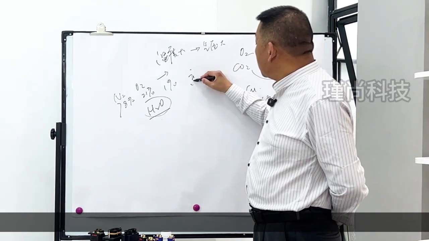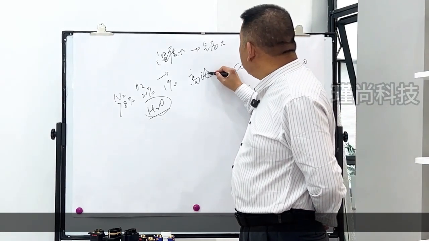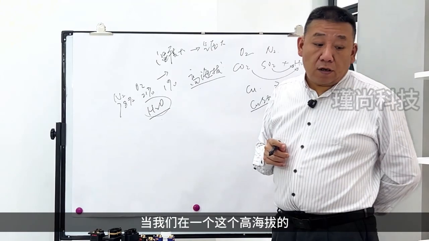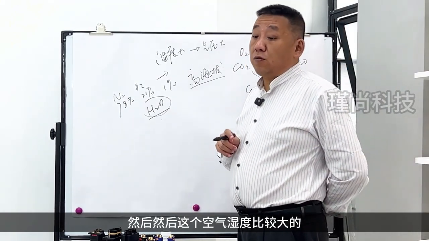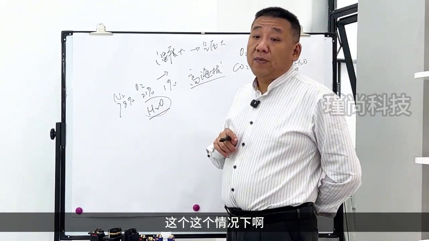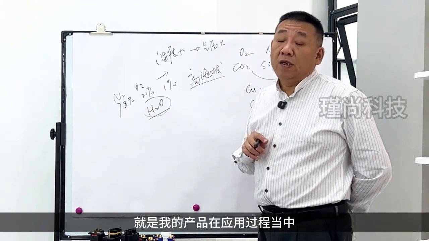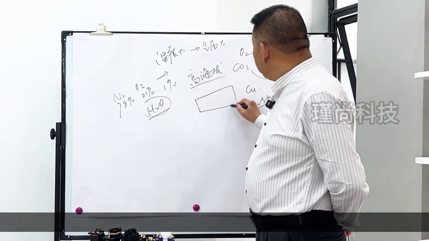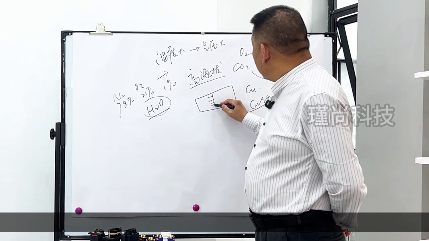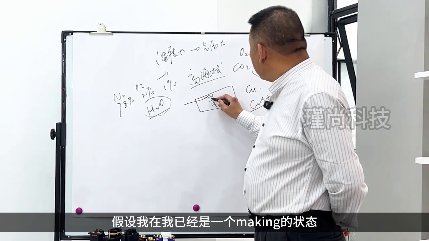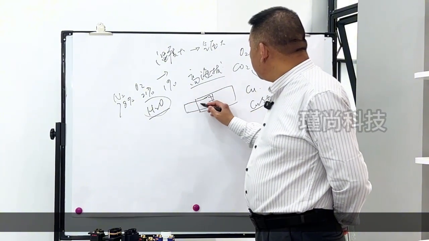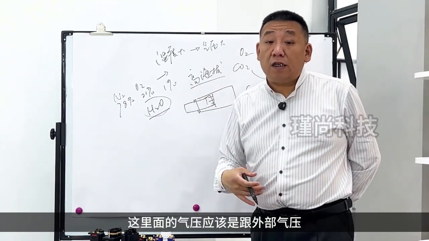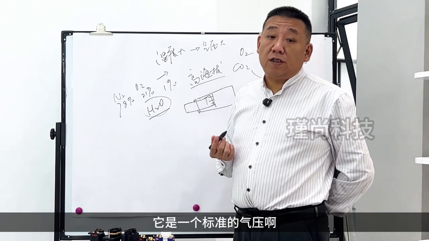But there is also another way. Let's say we're in an alpine environment, high altitude. When we are at this high altitude, the air humidity is relatively high. In this case, it will produce an extreme phenomenon in my product during application. Say this is my connector, and suppose I'm in a state where I'm already mated. Here is a sealed state. So in theory, the air pressure inside should be the same as the external air pressure, a standard air pressure.